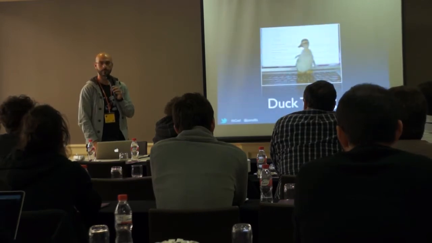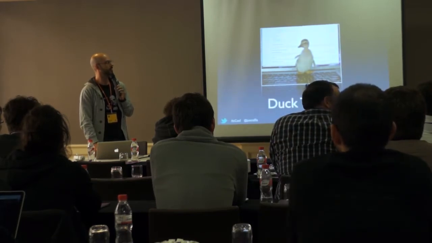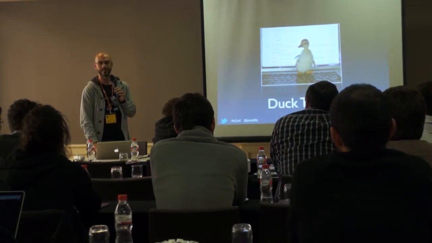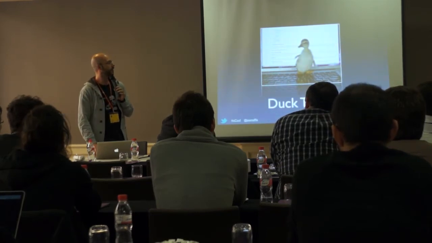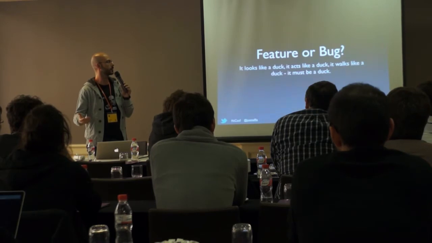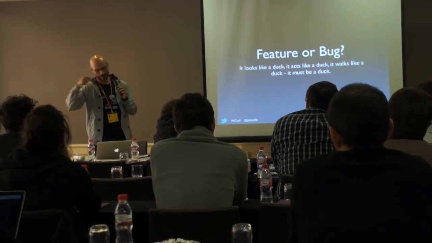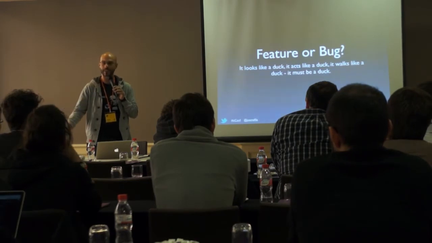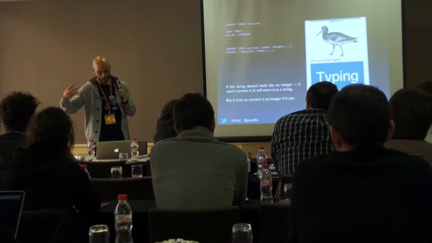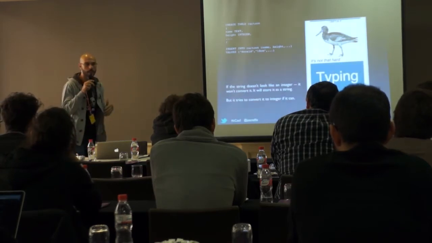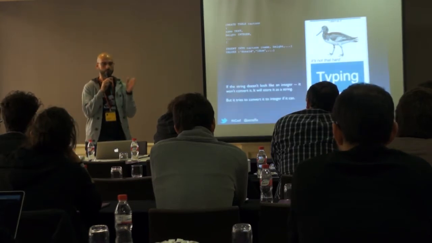Duck typing. Anyone familiar with duck typing? Duck typing is an interesting thing in SQLite. Some say it's a feature, some say it's a bug. If you're familiar with duck typing, it's basically, if it looks like a duck, if it acts like a duck, if it works like a duck, it must be a duck. Duck typing comes from languages like Ruby or Python, that are all duck typing. There is no actual constraint in the data type.